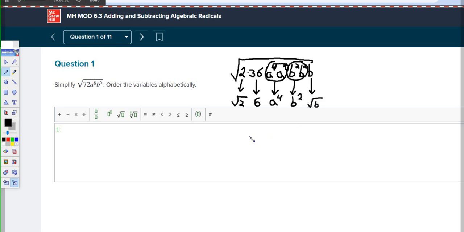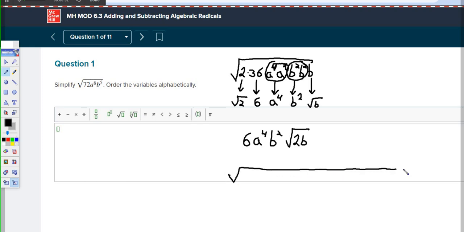And I'll end up with this, combining it all together at the end, I'll have 6 a to the 4 b squared times radical 2b. I also want to take a quick look at expanding all of this out and then only taking out pairs. Okay, so let's expand this all out. That's going to be kind of long here.